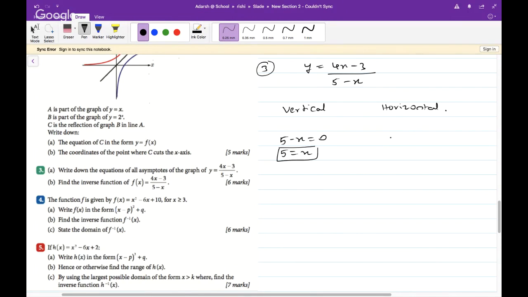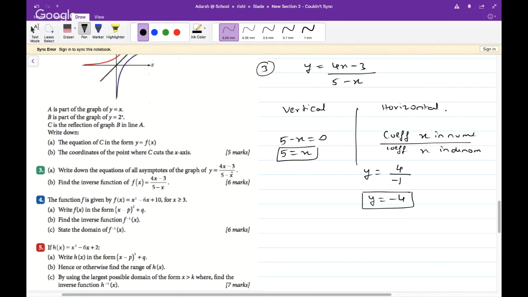For the horizontal asymptote, you have to divide the coefficient of x in the numerator by the coefficient of x in the denominator. Now in this case, the coefficient of x in the numerator is 4, divided by the coefficient of x in the denominator, which is minus 1. So y is equal to minus 4 would get you the horizontal asymptote.